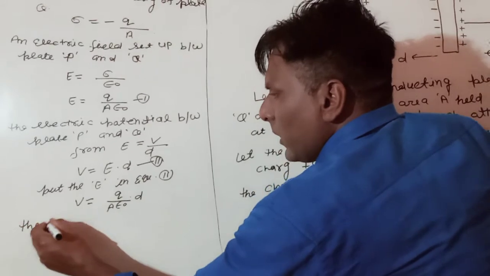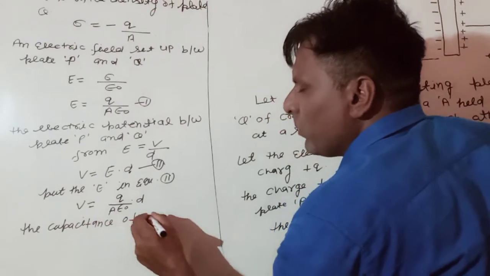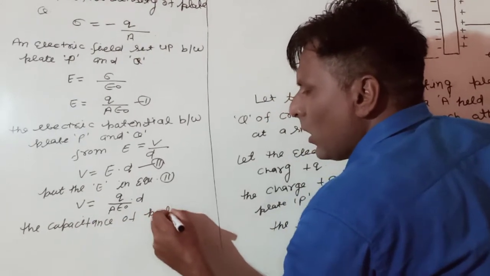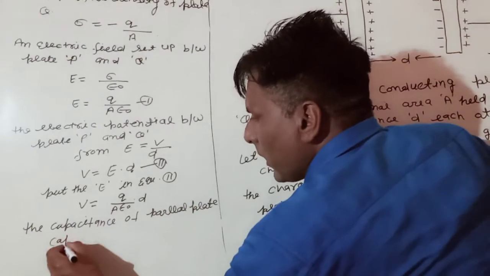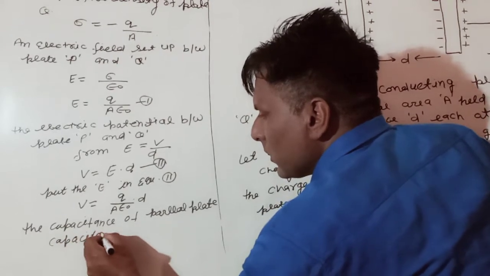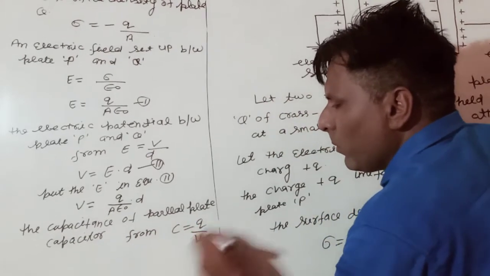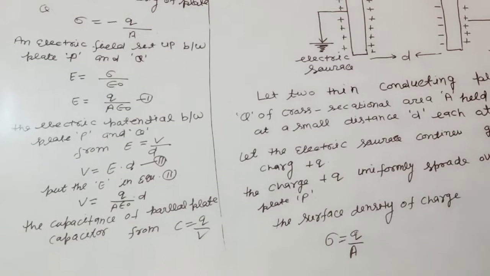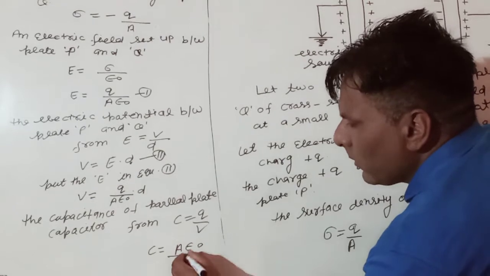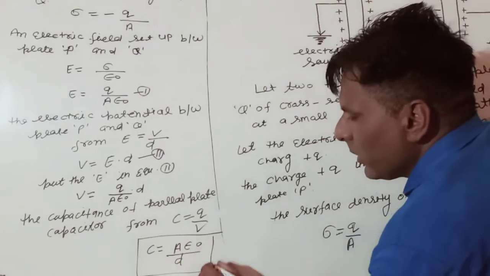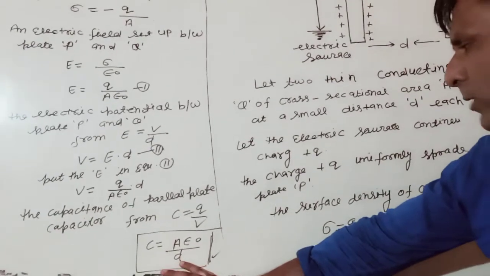The capacitance of the parallel plate capacitor: from C is equal to Q by V, put the value of V, we get C is equal to A into epsilon naught upon d. This is the capacitance of a parallel plate capacitor.